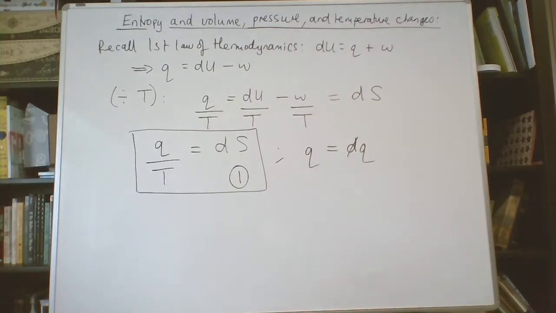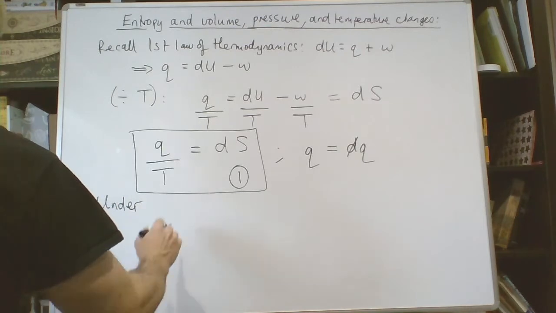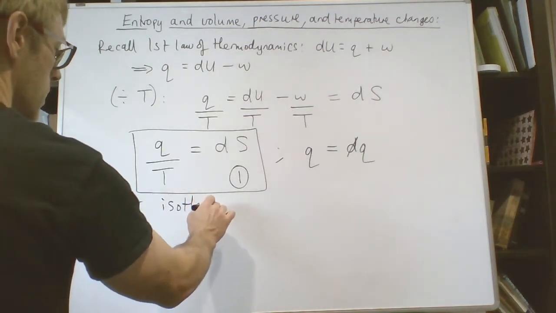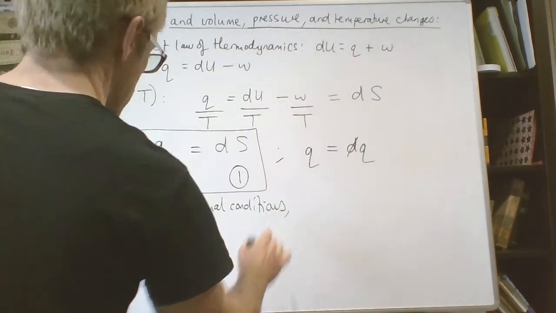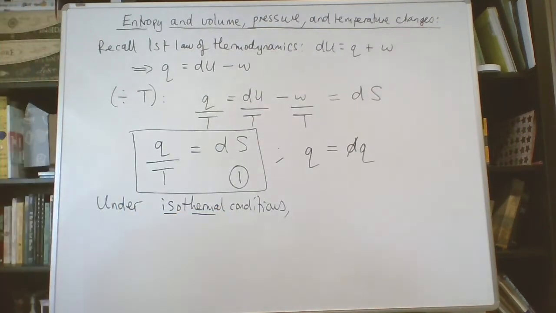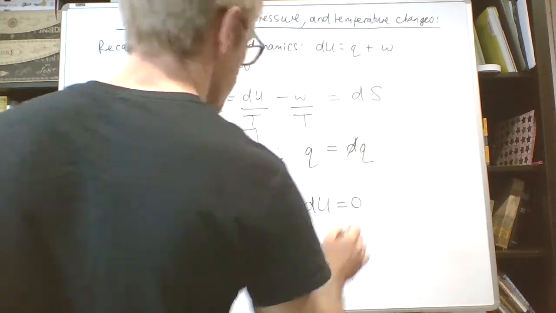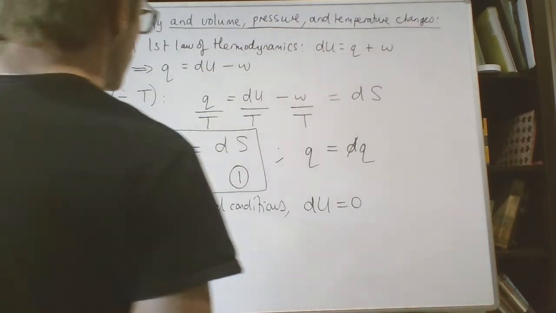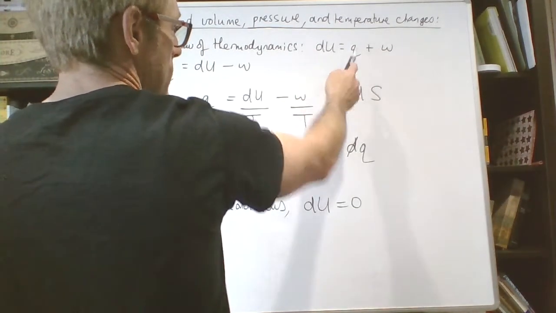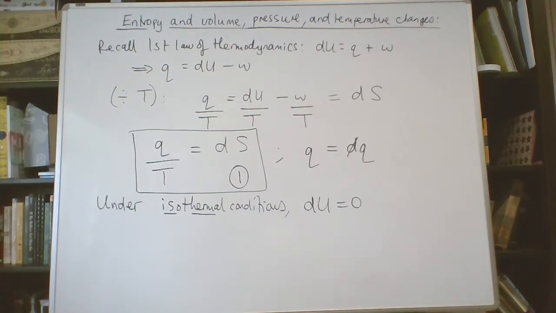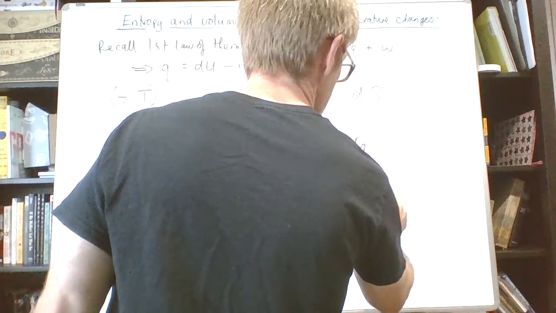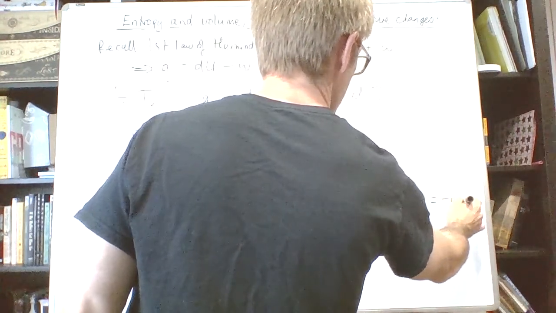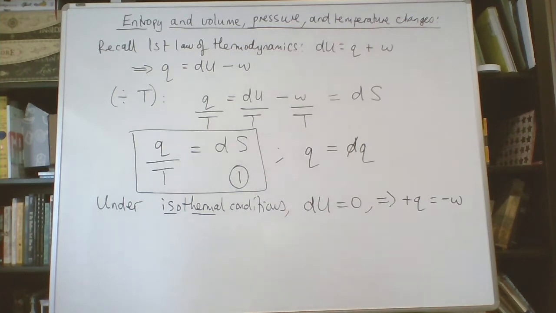Now let's impose some conditions. So let's say under isothermal conditions, so isothermal, iso means same, thermal means temperature. So under constant temperature conditions, then we can state that the change in total internal energy is 0. This is a statement going back to our discussion on heat capacities. And recall from our first law of thermodynamics that if dU is 0, then the sum of Q plus W is also 0. So this means that a positive heat is equal to a negative work, and vice versa. A positive work is equal to a negative heat.